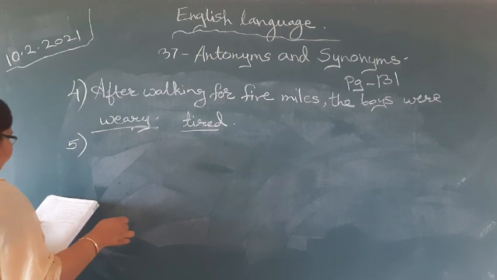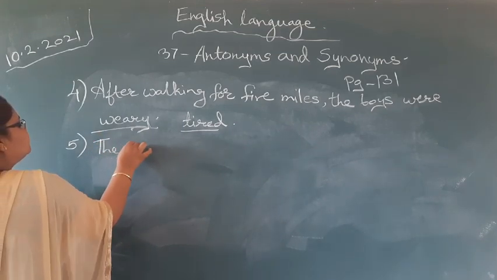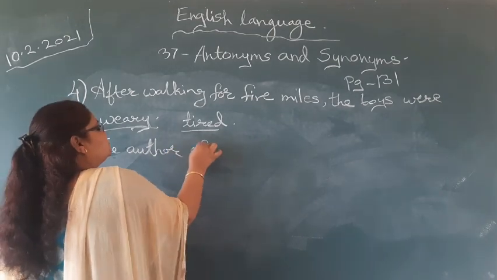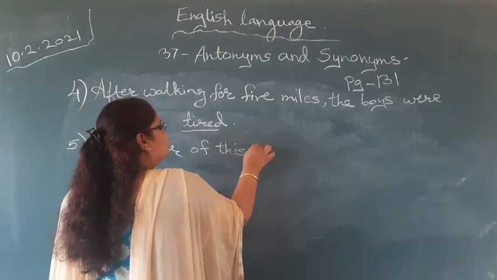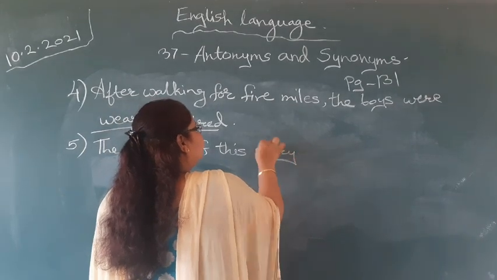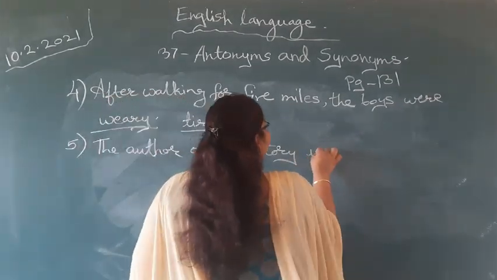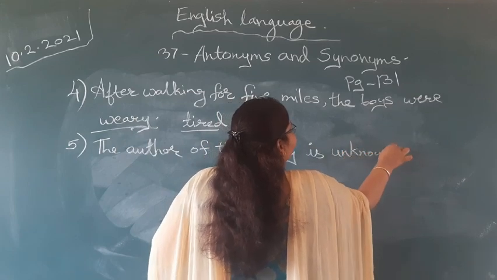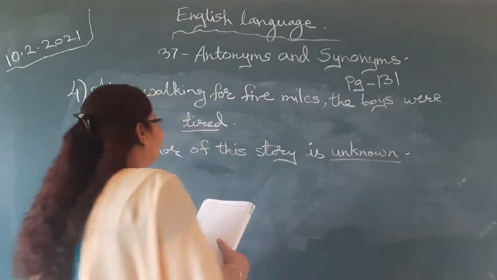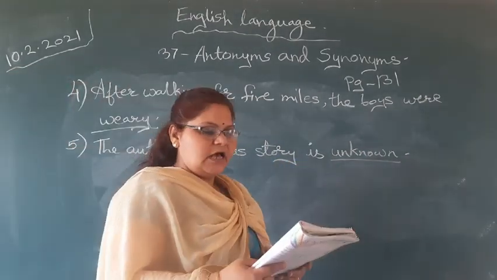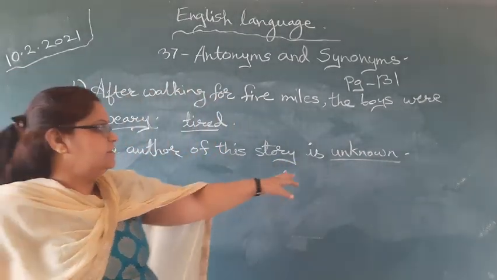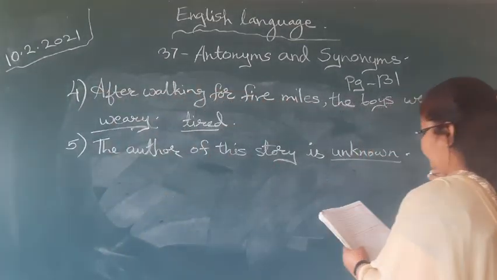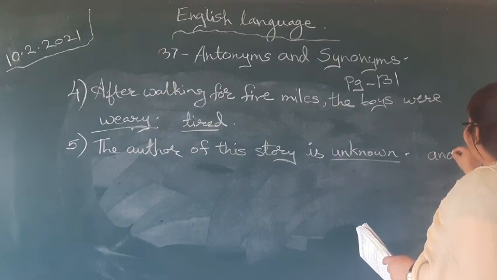Number 5. Sentence number 5. The author means writer of this story. The author of the story is unknown. Unknown means you don't know. पता नहीं कौन है writer. The author of the story is unknown. So underlined word you can say it is unknown. Similar word for this, anonymous.